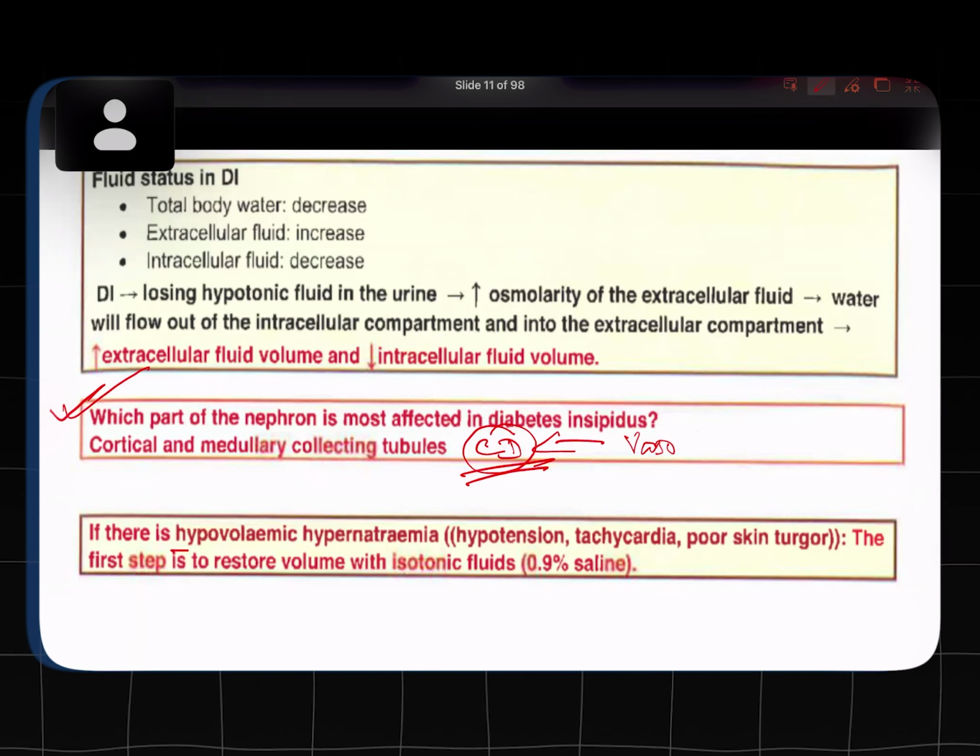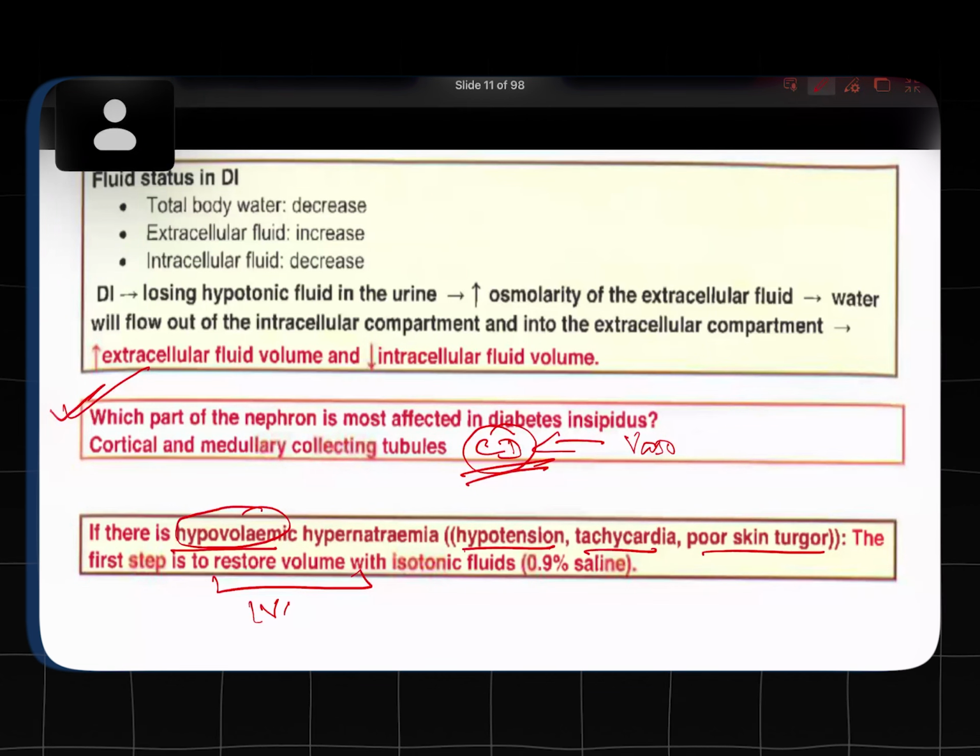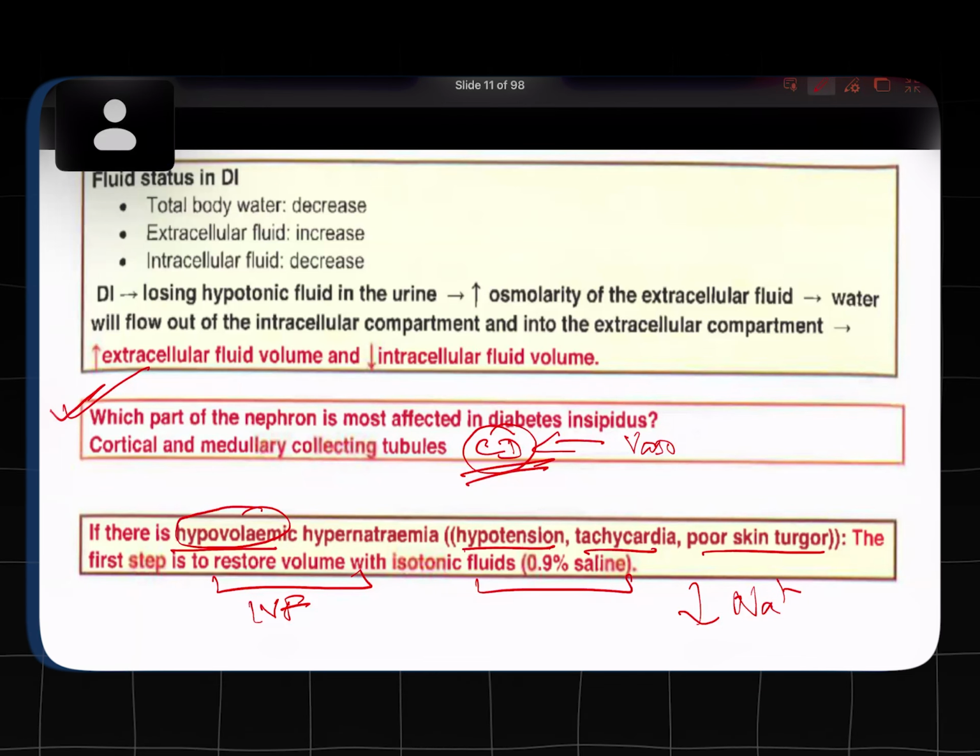If there is a hypovolemic patient, leave aside hypernatremia. If there is a hypovolemic patient with hypotension, tachycardia, poor skin turgor, you have to restore the volume with IV fluids. And on top of that, if the patient has a low sodium, then yes, you give 0.9% saline. But a hypovolemic patient, you have to restore the volume. That much is sure, regardless of any other clinical scenario.